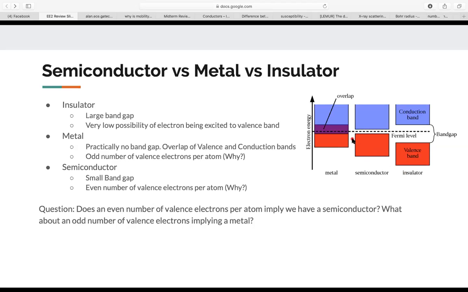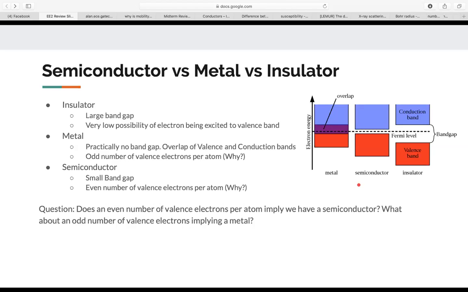And that's why semiconductors act like insulators at 0 Kelvin. You can think of a semiconductor as kind of like a resistor with a really small band gap. And because of that, we're able to take advantage of it.